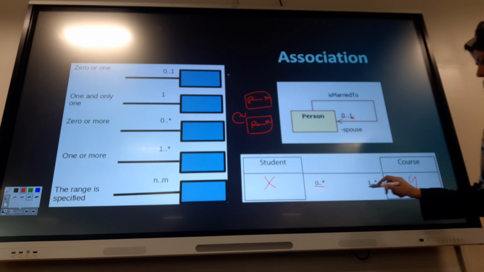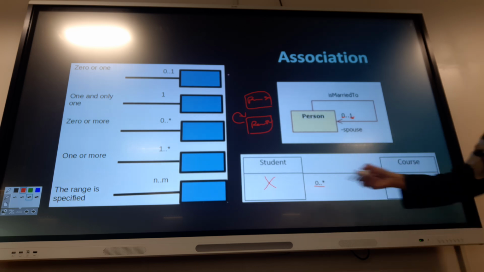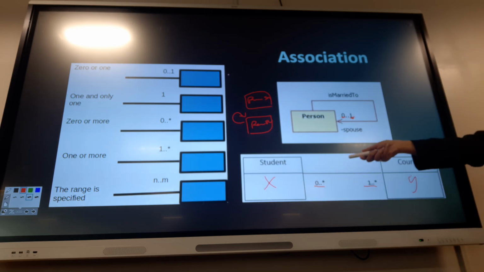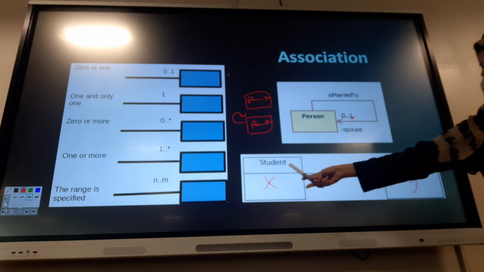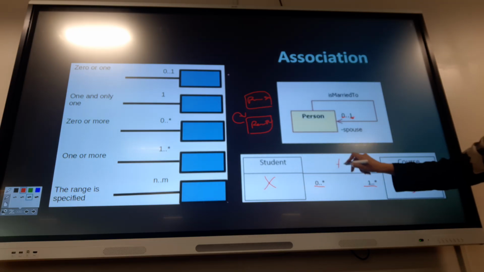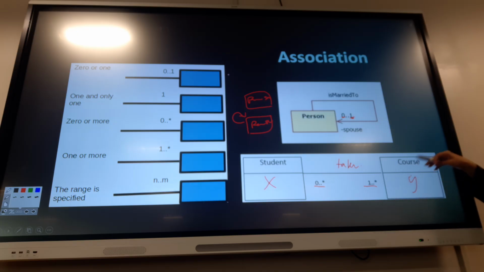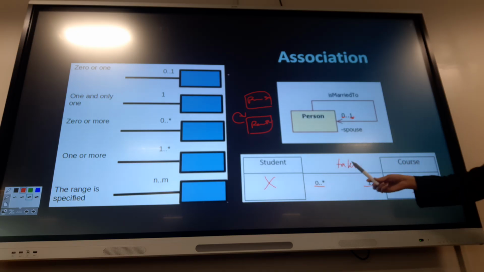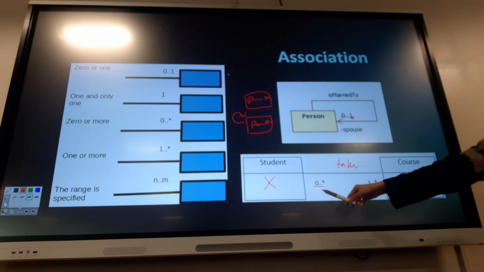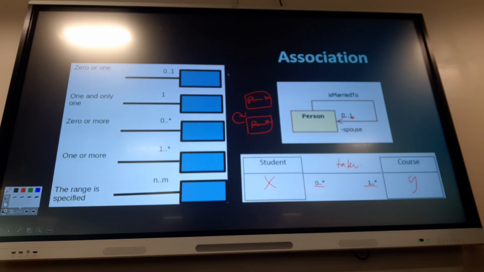How would we read it? Remember? Let's read left to right first. So a student can take, let's define this as take, many courses, a minimum of one course and a maximum of many courses. But let's read it right to left. A course can be taken by zero students or many students, right?